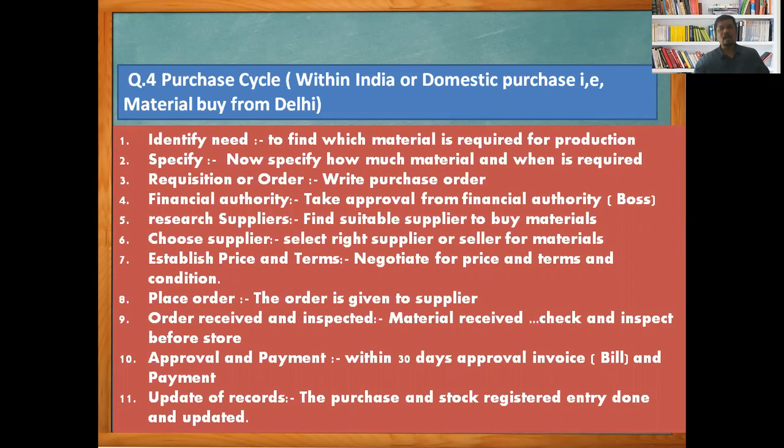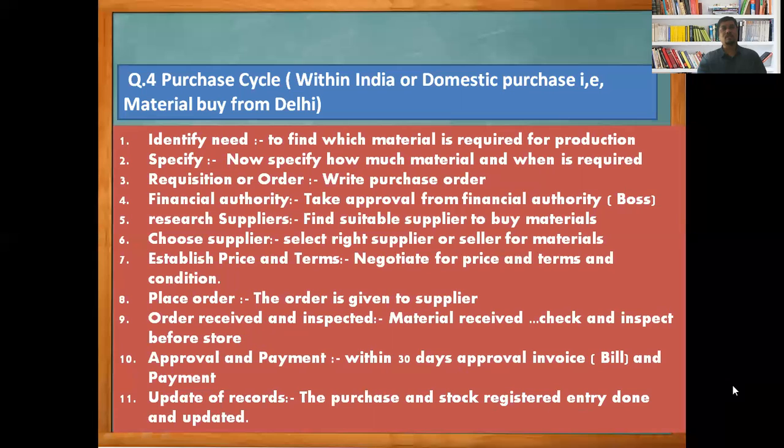The tenth step is approval and payment within 30 days, that is, within one month. Whatever original bill I have received for the purchase of the material, I have to make the payment. And the last one is updating records: the purchase and stock register entries are done and up to date.